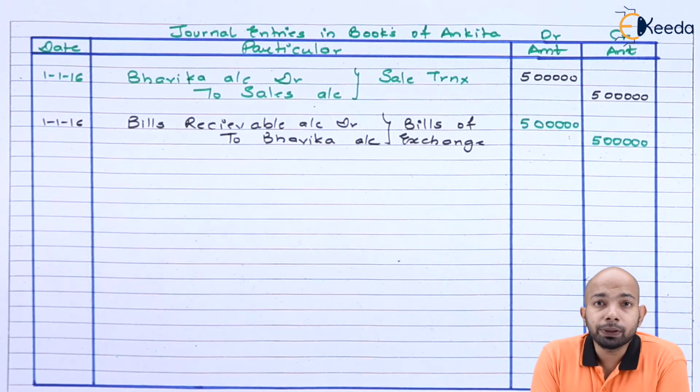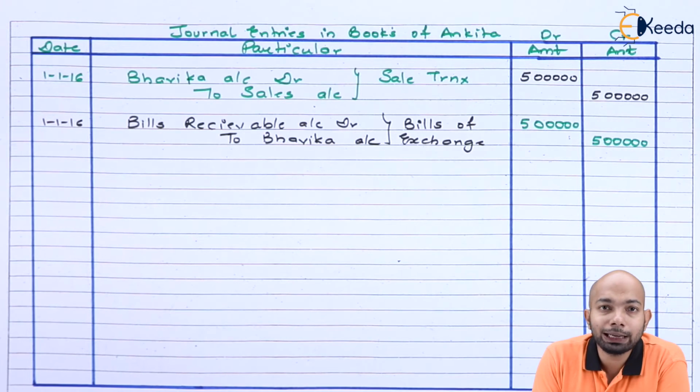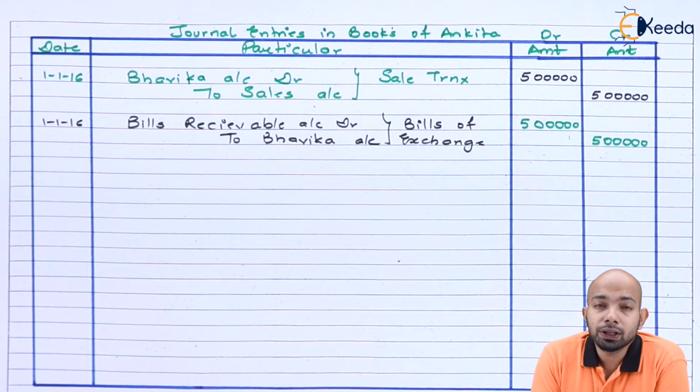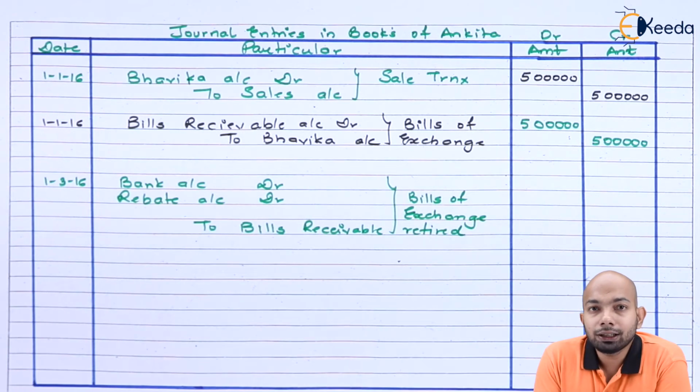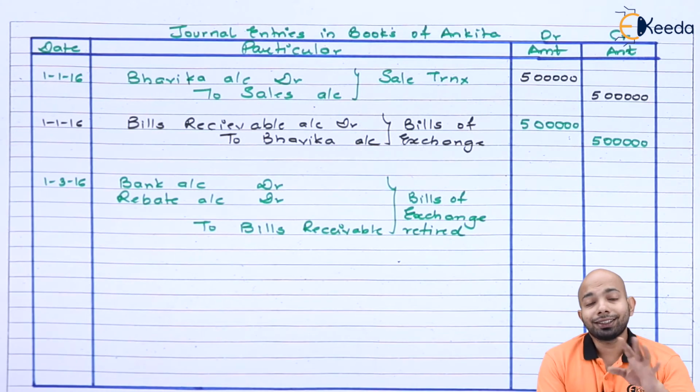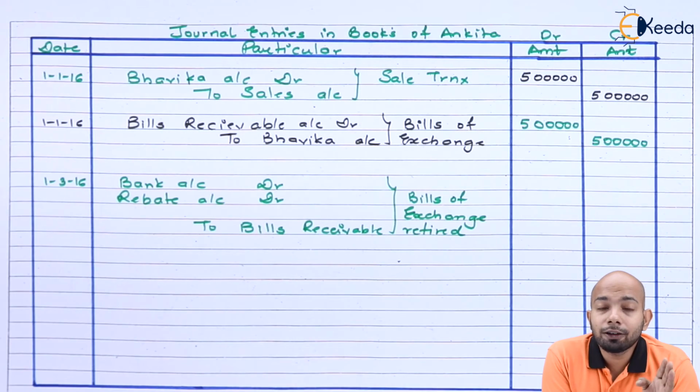Now the second entry will be bills of exchange that has been drawn for Bhavika. That means a bill was drawn here. So bills receivable account debit because it is an asset for us, and to Bhavika account because that amount is supposed to be paid by Bhavika. Now on 1st of March, this bill was retired a month before the time, because if you consider 3 months from Jan, that should have been April. That means 1st of April, or rather 4th of April, should have been the date, but she did it a month before. That means 1st of March.